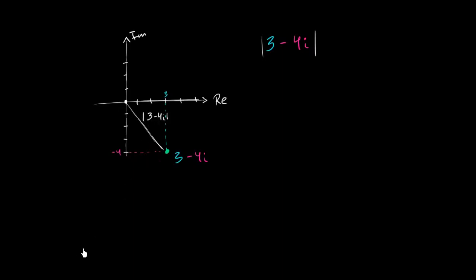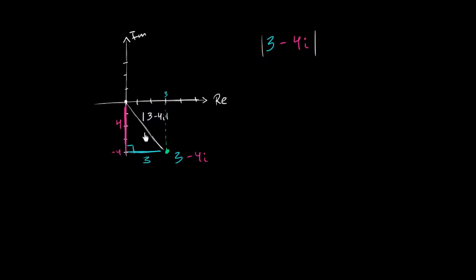So how can we think about that? Well, we could literally just set up a right triangle and then use the Pythagorean theorem. So let's think about it. If we wanted to set up a right triangle, the height here, the distance between 0 and negative 4, is going to be 4. And then the base of this triangle, the distance between 0 and 3, is just going to be 3. And this is definitely a right angle. This is a horizontal line. This is a vertical line.